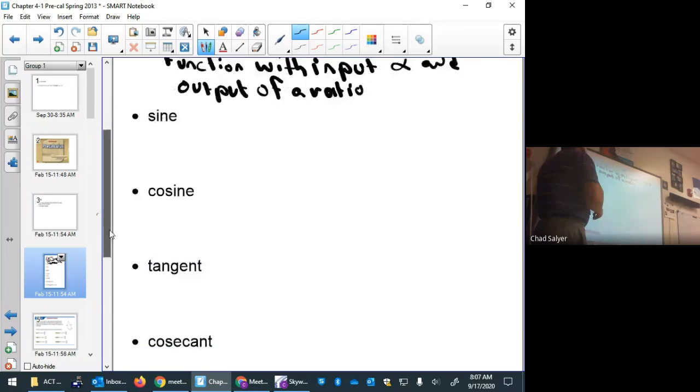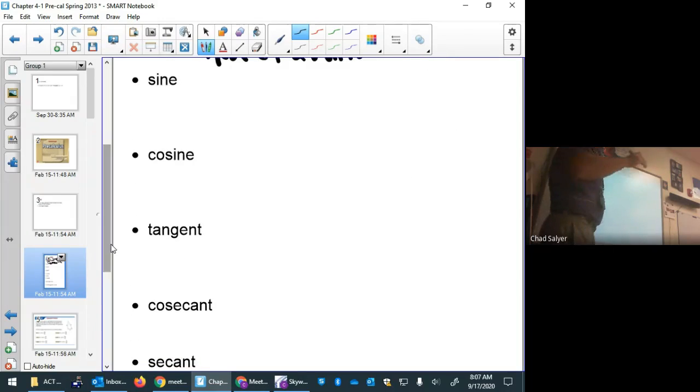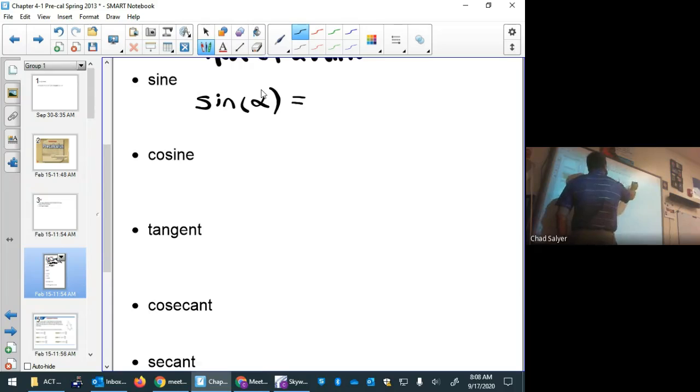All right, so let's talk about those trig functions. First of all, the sine. And again, there are three. These are considered the main three trig functions. No special reason for it. They were just the three that were picked first. So the sine function is abbreviated sin, and you have some angle as the argument. So the sine of some angle alpha is going to equal that angle's opposite side divided by the hypotenuse.